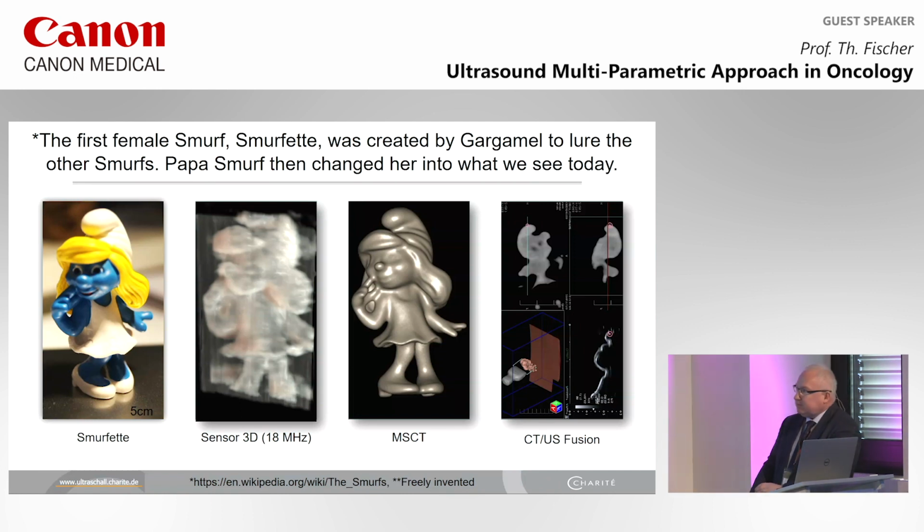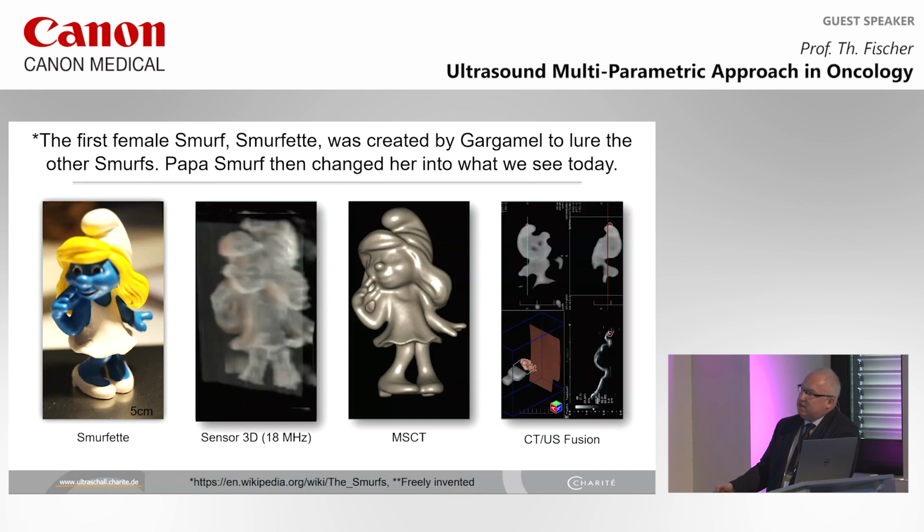So, and what can we do with ultrasound nowadays? Look at this, sensor 3D, 18 megahertz. Is this beautiful or very beautiful? Smurfette is 4 centimeters, so this is perfect. And the next step is to use the volumetric scanning based on CT. It's also not so bad, from the same company, by the way.